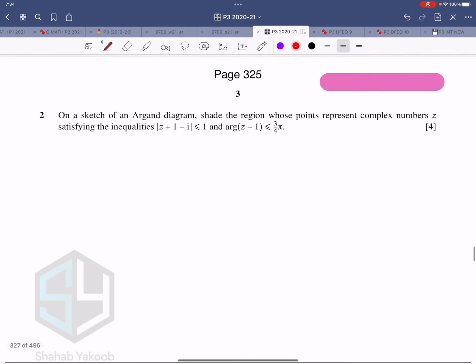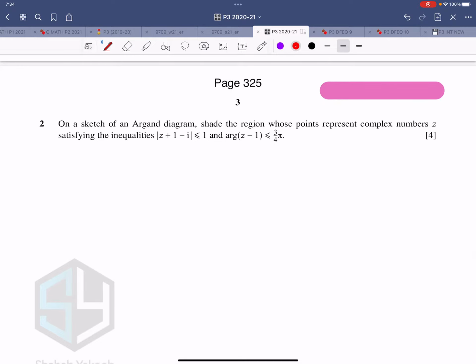This is about complex numbers, and the question says, on a sketch of an Argand diagram, shade the region. So first of all, focus on the Argand diagram. We need a sketch. We need to shade the region representing the complex number z satisfying the inequalities such and such. First of all, draw the axes.